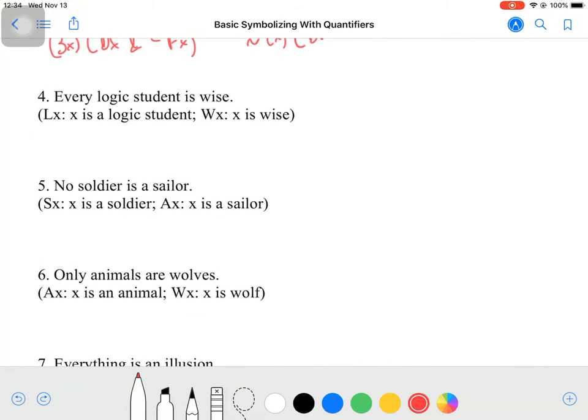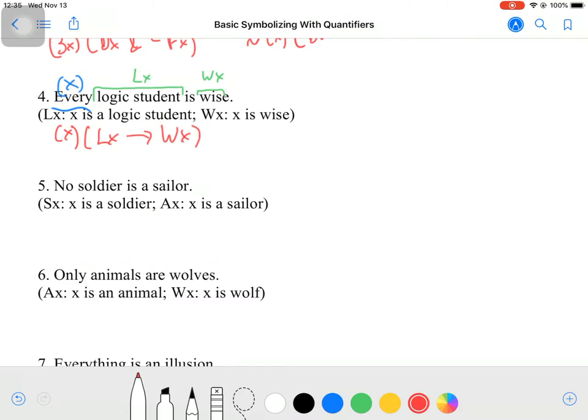Going on to 4, every logic student is wise. Since we have an every, we're going to be talking about all X. And then for L, what we see is we have logic student, and this is going to be together as LX, and then we have wisdom, which is going to be wise, WX. So since we have a universal, we're going to start off with the universal X. For all X, if X is a logic student, then it follows that X is wise.